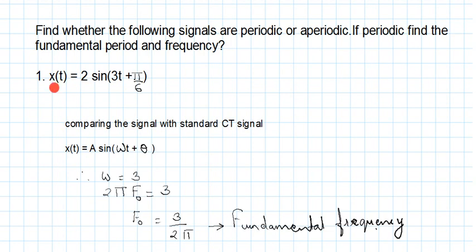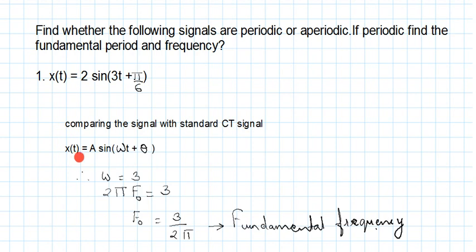So let us look at the first example. The first signal is x(t) = 2 sin(3t + pi/6). We have to analyze whether this given signal is periodic or aperiodic. So we'll compare it with the standard CT signal. How do we represent a standard CT signal? We represent a standard sinusoidal CT signal as x(t) = A sin(omega t + theta). This is how we write a standard sinusoidal CT signal, right?